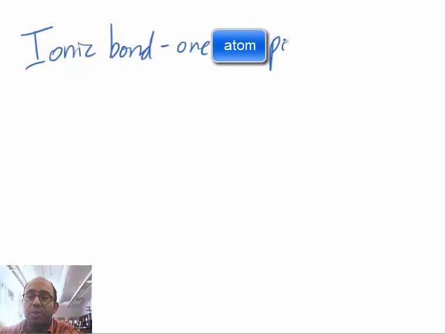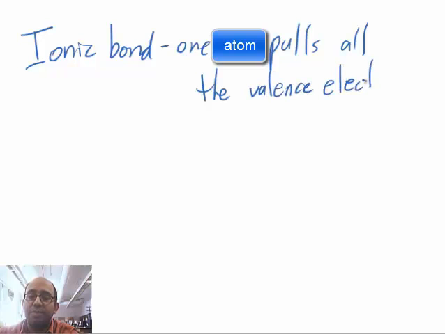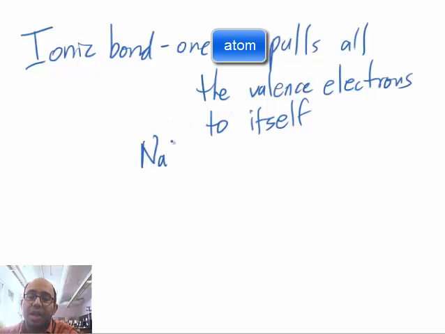So the first kind, which I'm going to talk about, is an ionic bond. An ionic bond is when one atom pulls all the what's called valence electrons, the ones that are involved in bonding. We'll talk about that more as we go forward. But all the valence electrons to itself. Another way you see this is that one atom donates all of its electrons to the other one. It's just kind of the opposite way of thinking about this. Either one atom pulls all the electrons away, or one atom gives away its electrons. So we end up with a positive charge and a negative charge, like Na plus and Cl minus.